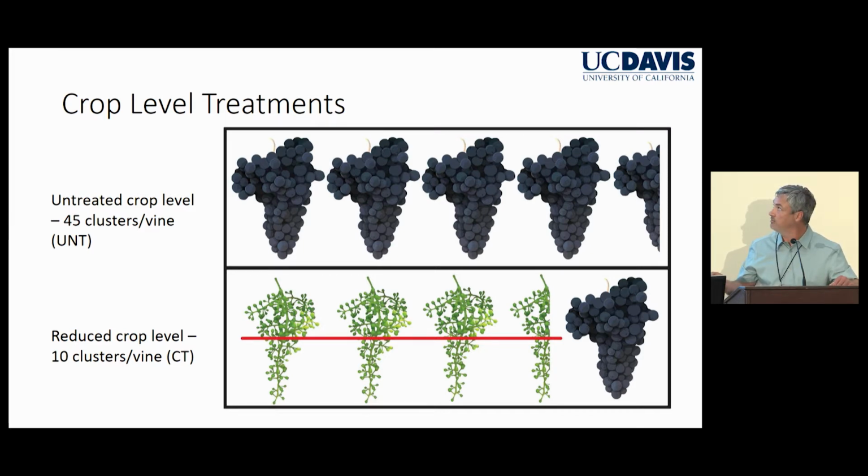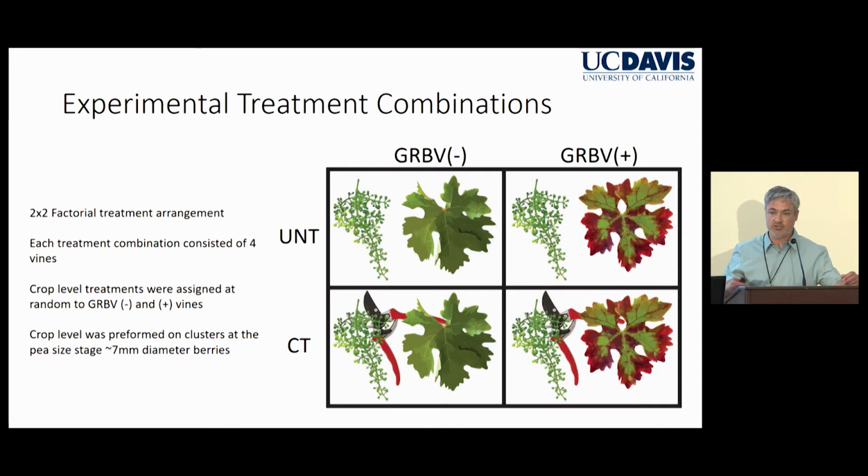We hoped that by having such an extreme reduction, we might be able to see some benefit from reducing the crop load. And when we applied that with the 2 virus statuses, we have a 2x2 factorial designed experiment where each of these 4 boxes in the illustration represents a different treatment combination. There were 4 vines per treatment for a total of 16 vines in the trial. The crop level treatments I just showed in the previous slide were applied randomly to both uninfected and infected vines. The crop level treatment was performed on clusters at the pea size stage, at about 7 millimeter diameter berries.